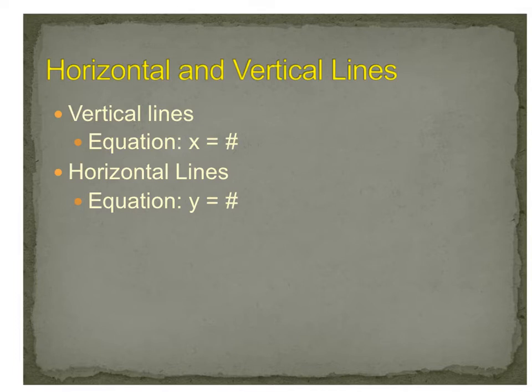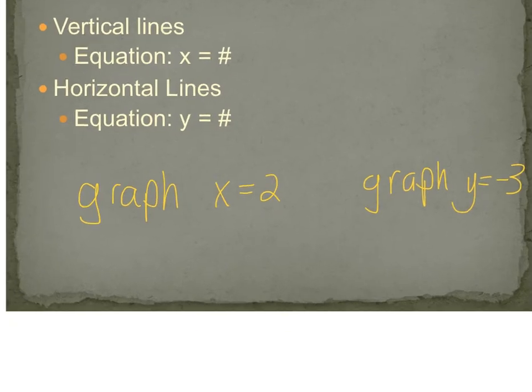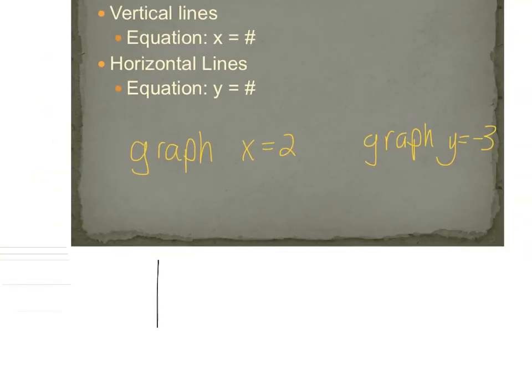So if you have something like this, if I said graph x equals 2, and then graph y equals -3. I want you to graph these and tell me what their slope is. So if I graph x equals 2, where am I putting a point? On the x-axis. On the x-axis at what number? Two. Okay, so if I put a point right here, guys, where am I going to draw my line?